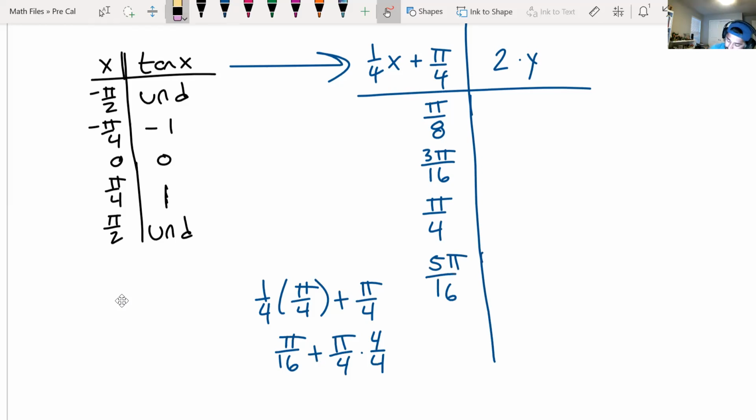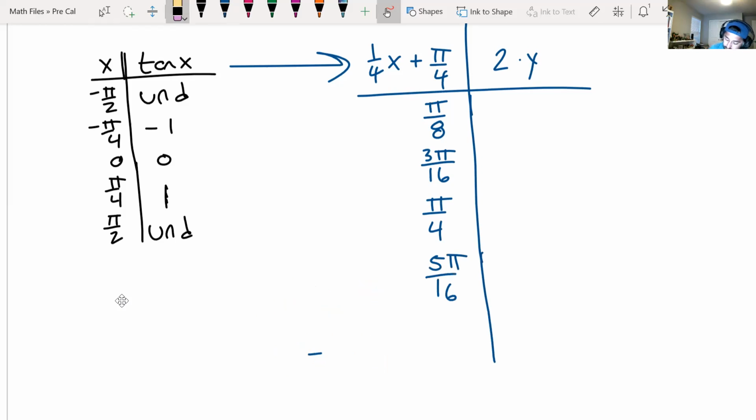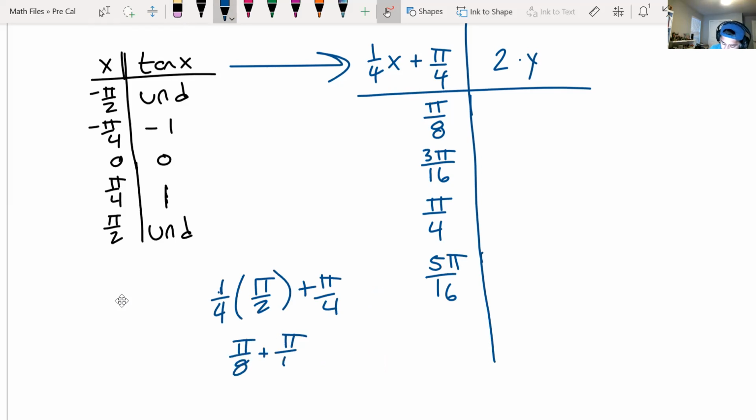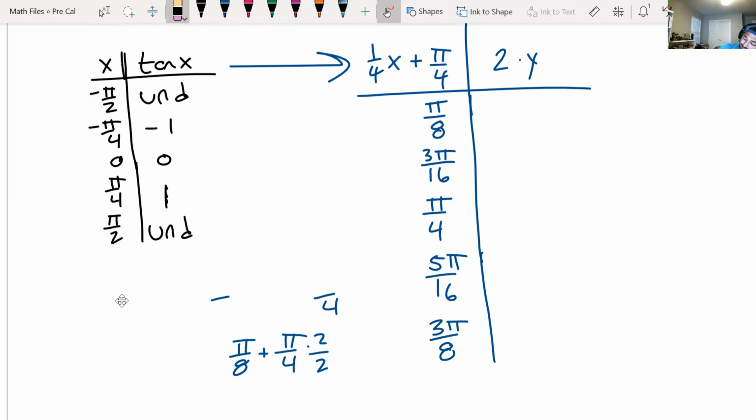All right, last coordinate. 1/4 times pi over 2 plus pi over 4. You get pi over 8 plus pi over 4. Common denominator of 8. Multiply by 2 over 2. And that's pi over 8 plus 2 pi over 8, 3 pi over 8. Yeehaw. Those are all your x values. And now your y values, just multiply them by 2.